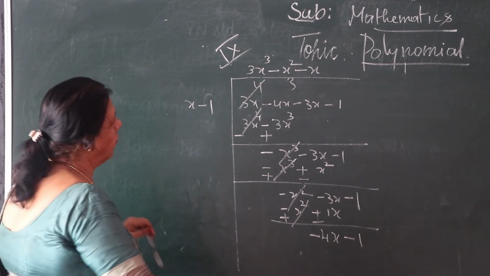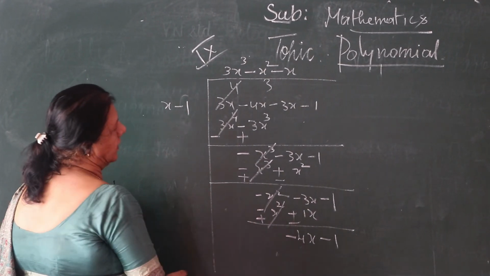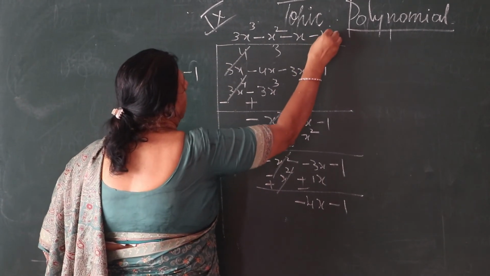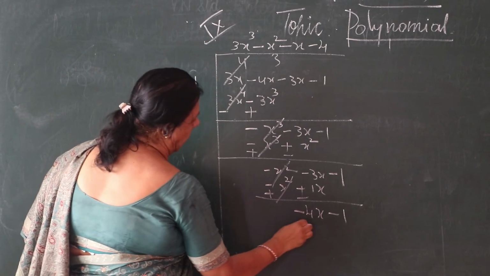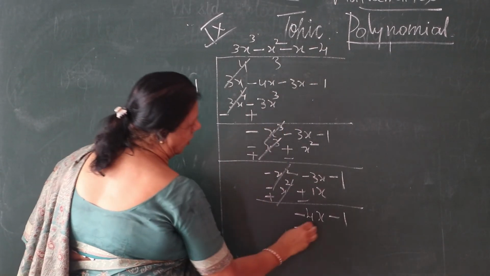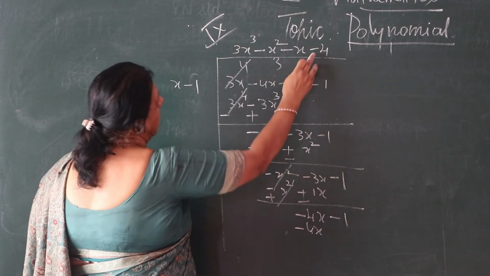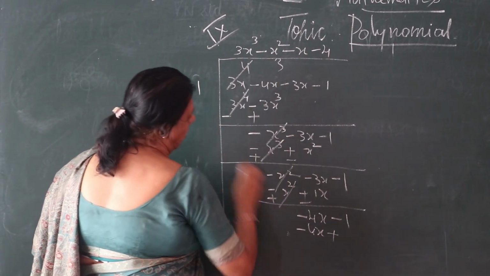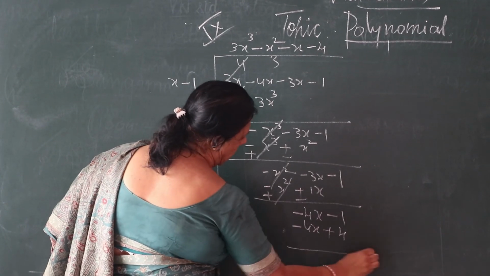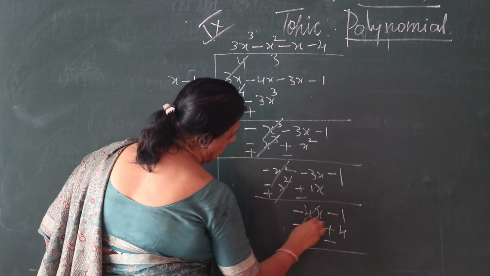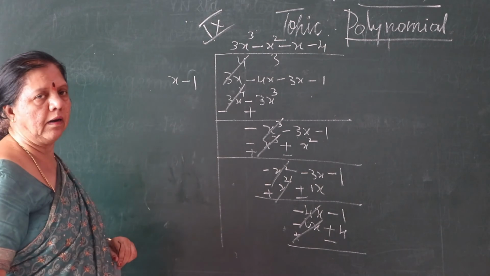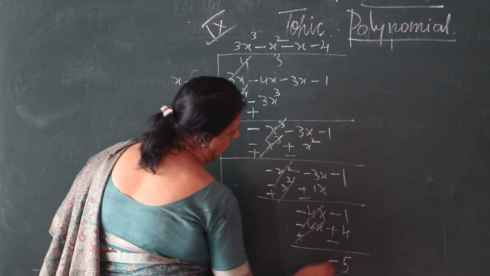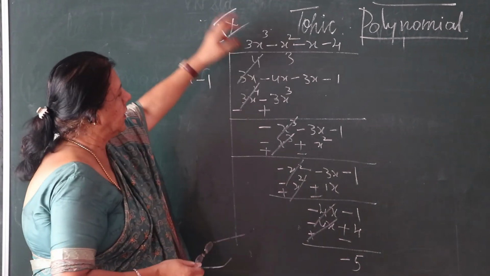Here once again 4x should be cancelled. What you have to do? Plus minus minus 4: minus into plus, minus 4 into x, 4x. Minus into minus, plus 4 into 1, 4. Here plus minus, the term will be cancelled. Here minus minus is there. Add it, it is 5.